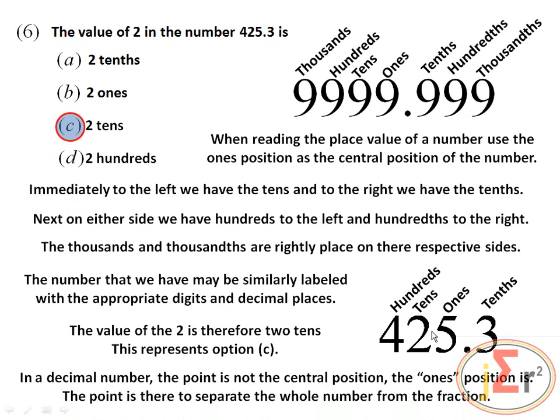In a decimal number, the point is not the central position. The ones position is. So the central position is the ones position. The point is there to separate the whole number from the fraction.